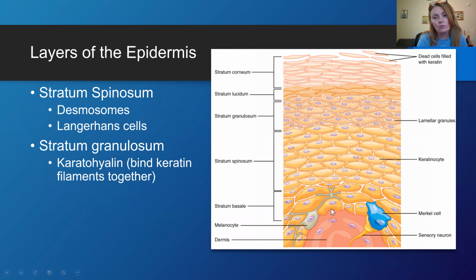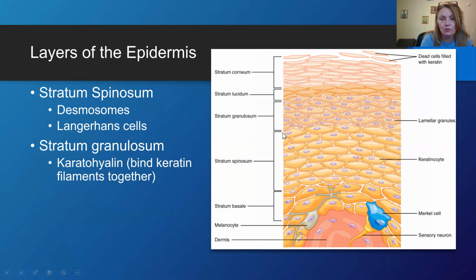Okay, so now remember, we're moving up. The next layer is called stratum spinosum. And here we will have keratinocytes that attach to each other by desmosomes. You will find Langerhans cells. Another name for Langerhans cells is just macrophages. Those are white blood cells that can engulf foreign substances. So that's part of your immunity.